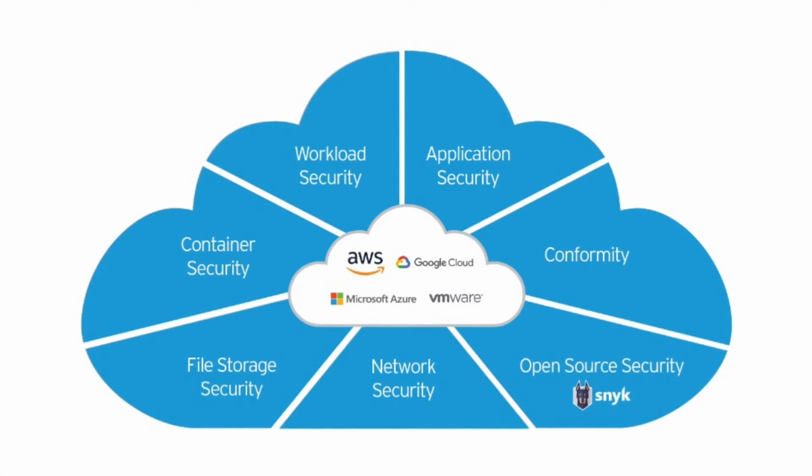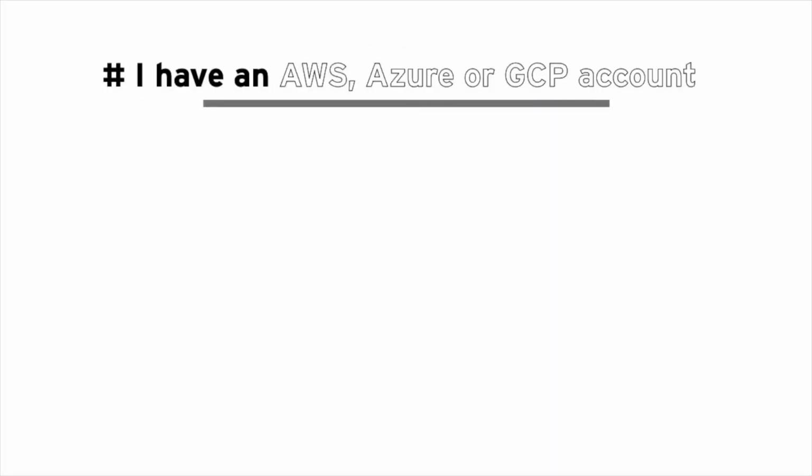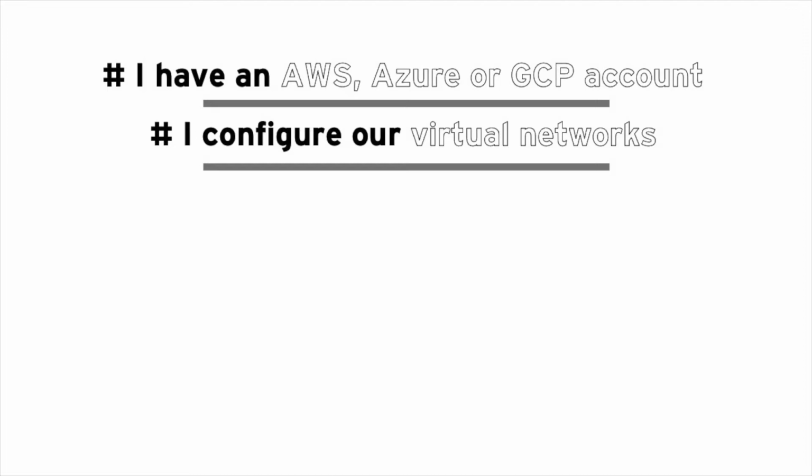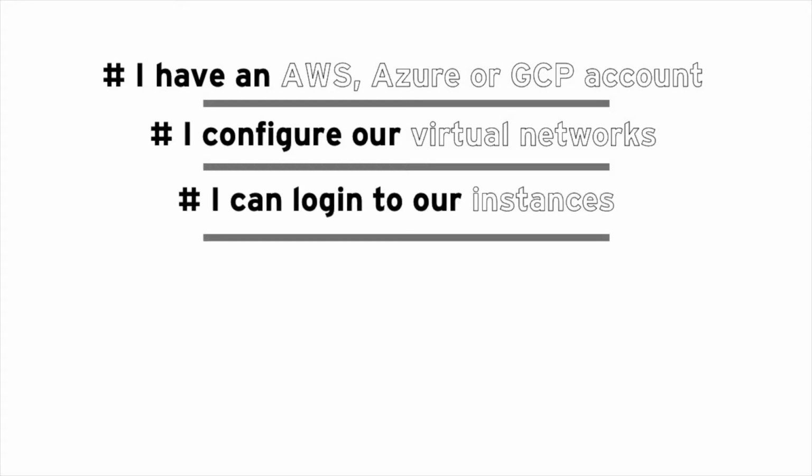Here's a quick way to figure out where to start. If you have an AWS, Azure, or Google Cloud Platform account, Conformity regularly checks your settings to make sure that things are what you expect. If you're responsible for configuring virtual networks, Network Security looks at virtual network traffic to ensure that it's what you expect and not malicious. Responsible for instances, Workload Security provides both detection and prevention controls to make sure that only what you want runs on your instances.